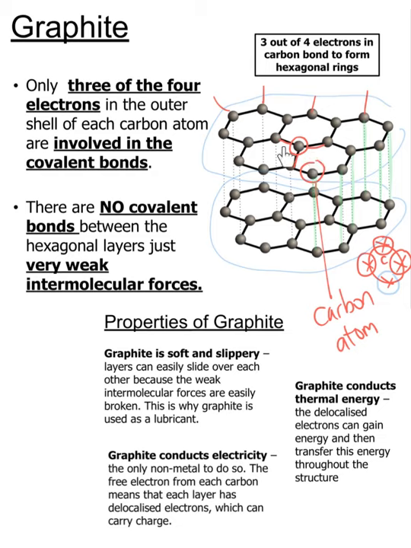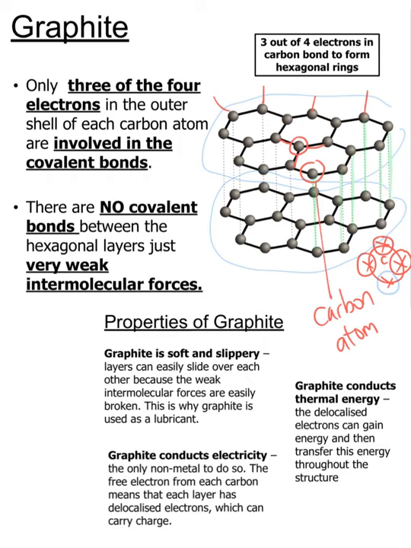The layers are able to move over one another because of the weak intermolecular forces, so it gives graphite this property of being described as soft and slippery, and you'll see that phrase come up in your GCSE exam questions, and it's why graphite is a lubricant.